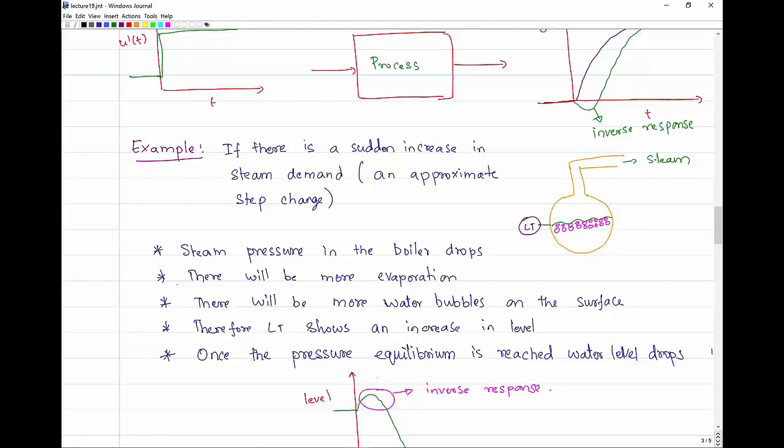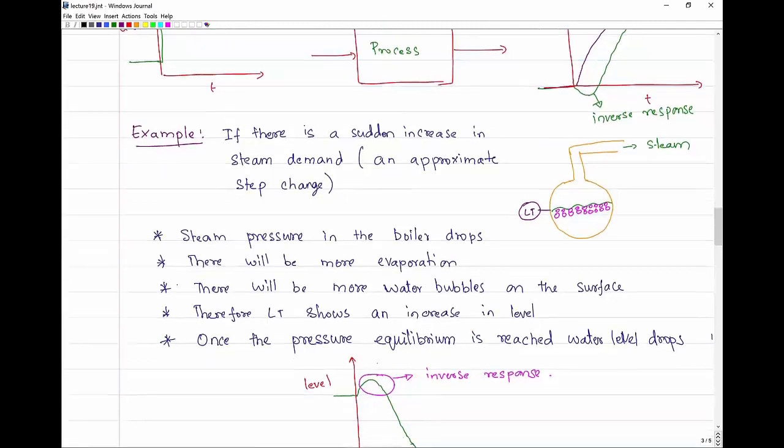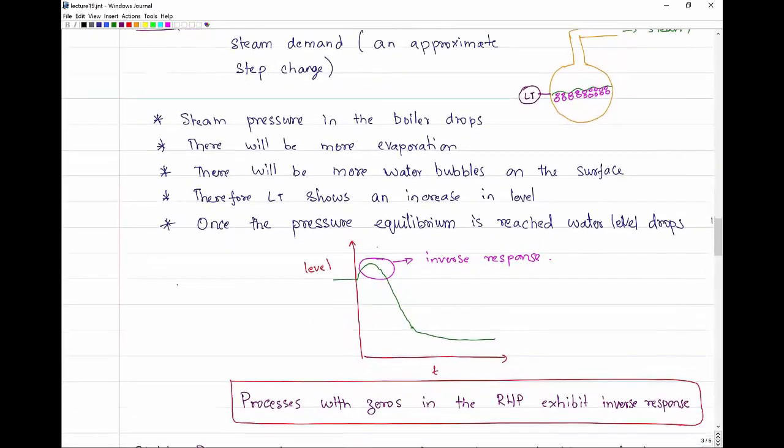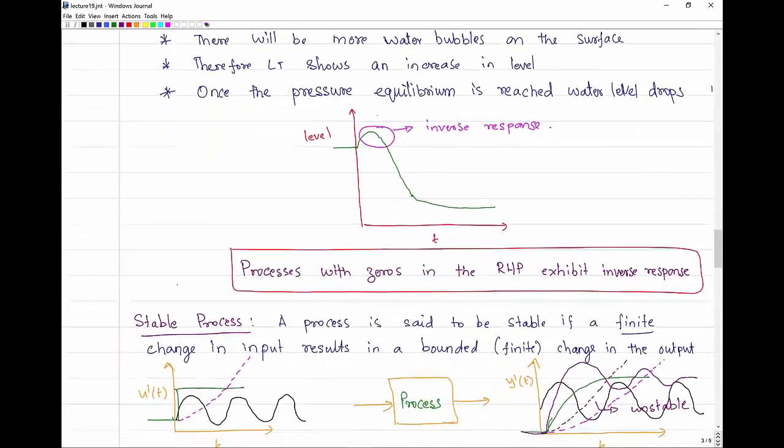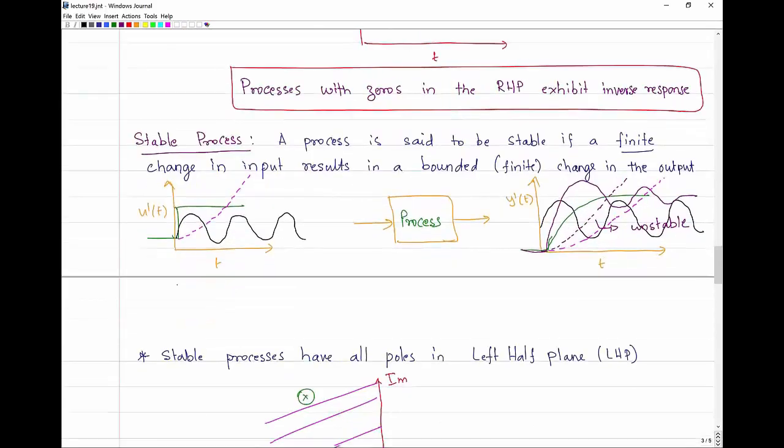If you were to plot the level versus time for this process, it is going to look like the graph shown here. The level is going to initially increase artificially because of the bubbles formed at the surface of the level, but eventually the level is going to drop and reach a new steady state. So processes with zeros in the right half plane exhibit inverse response. Now let me define a stable process.